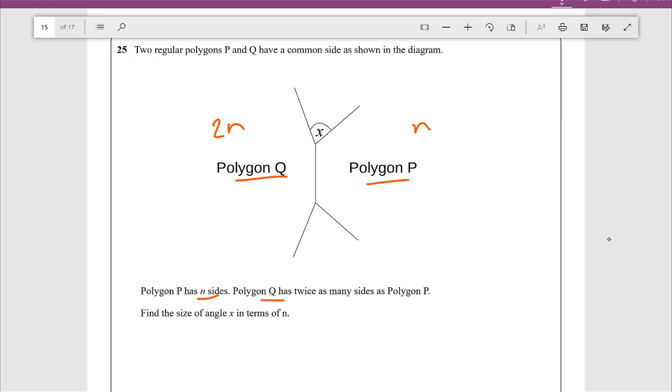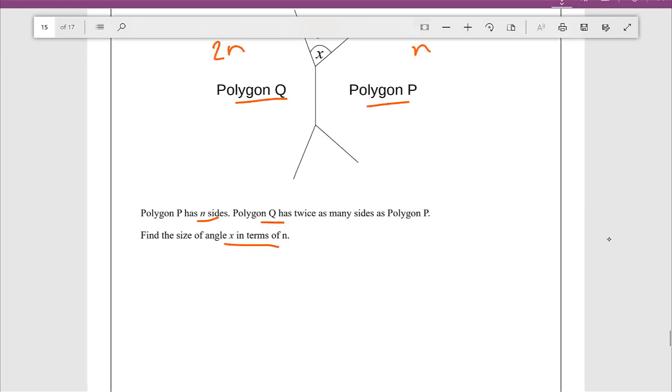Now, it's always good to write this information down around the shape or annotate the shapes so that you can see what is going on. You can have a look at the shape and see what you need to do next, what the next steps you need to take. Now find the size of angle x in terms of n. So we need to find out what this angle size is.